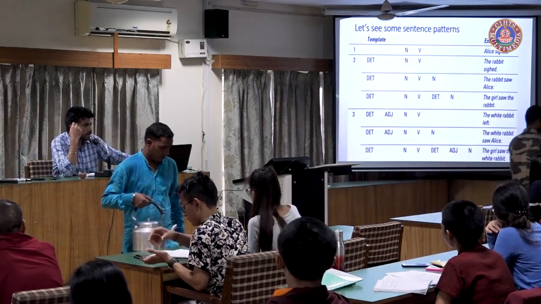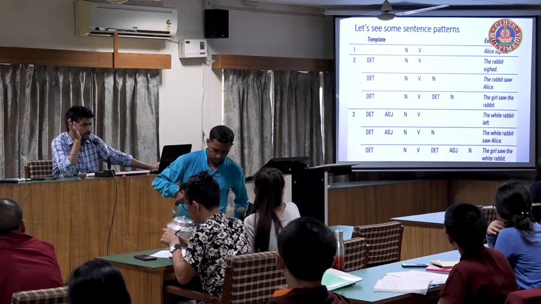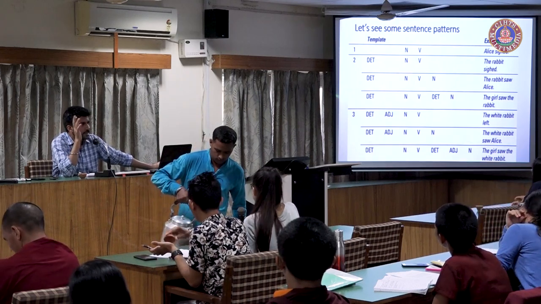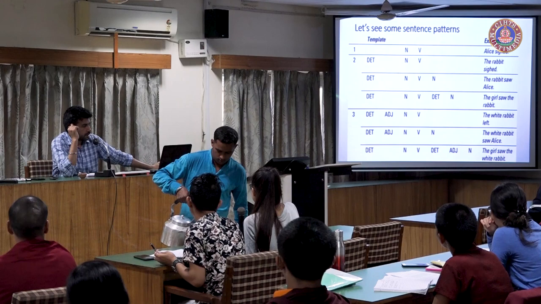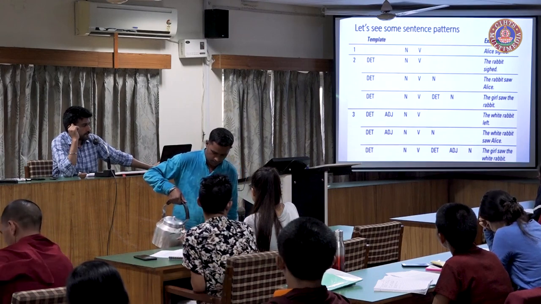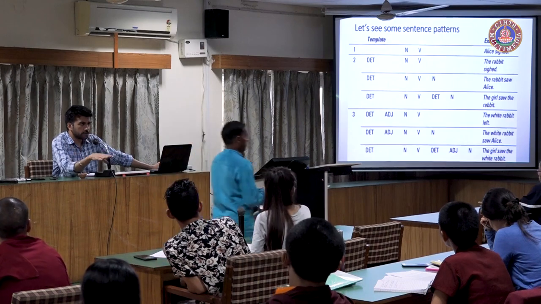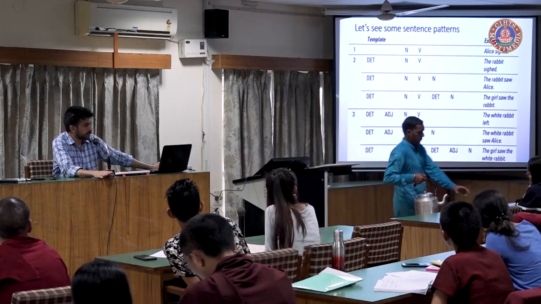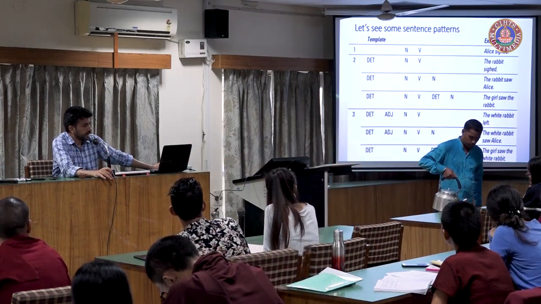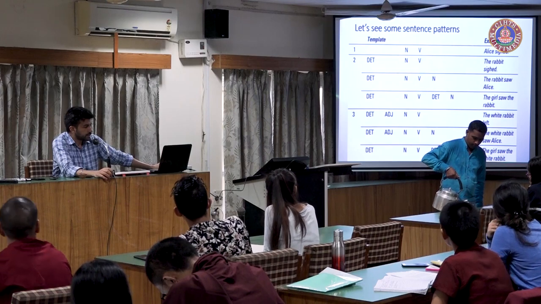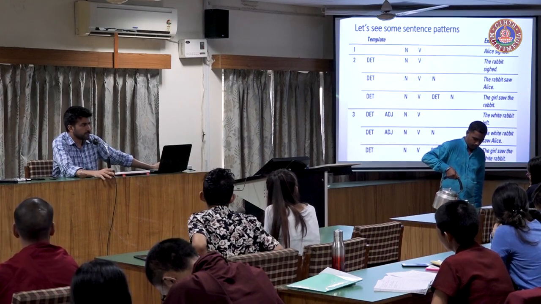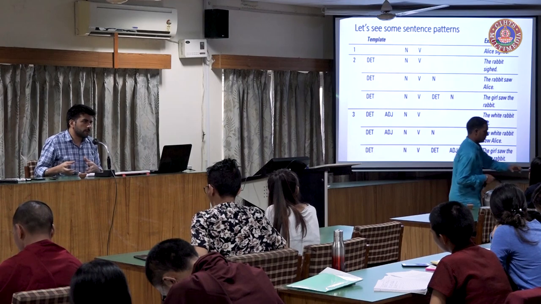What about determiner followed by adjective? All these are syntactic possibilities. The white rabbit left. The is the determiner, white is the adjective. So it's a perfectly meaningful construction. Then the white rabbit saw Alice. You can have two nouns. So you can have possibilities.